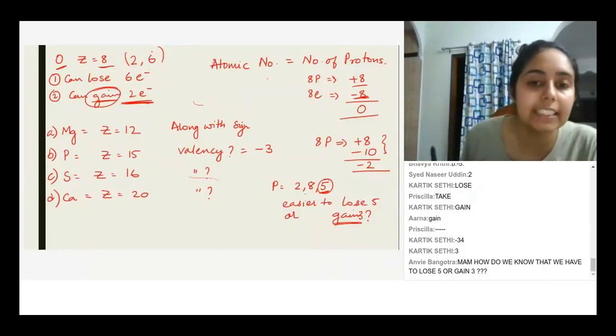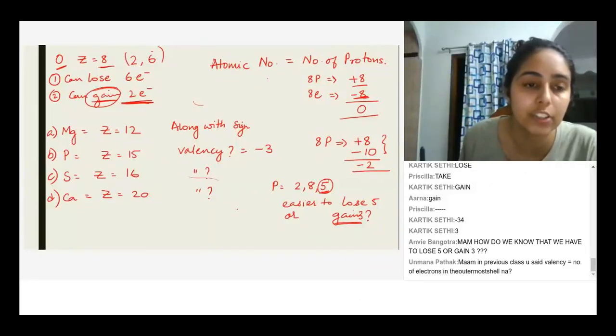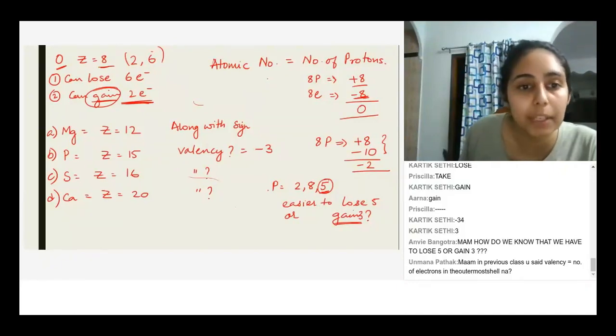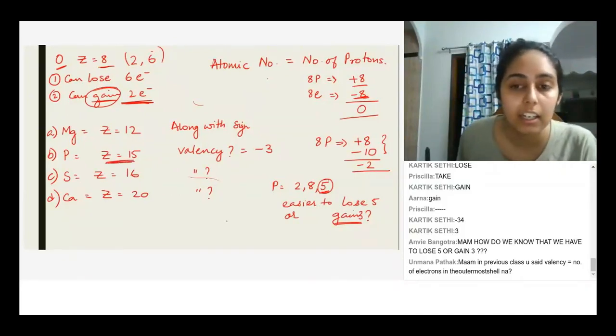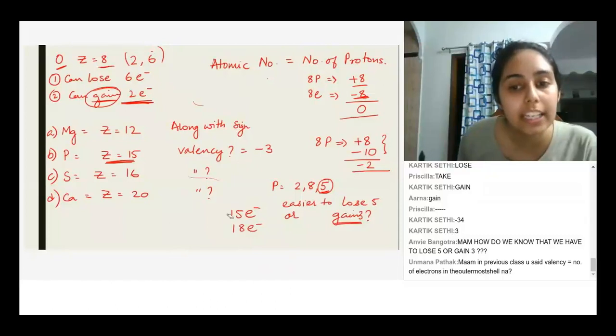Okay. So if it gains 3 electrons, then what happens? How many electrons are totally there in phosphorus once it has gained 3 electrons? Ma'am, I don't know. Okay. Phosphorus has atomic number 15, right? So initially it had 15 electrons. And now it has gained 3 electrons. So how many electrons does it have now? 18. Yeah.